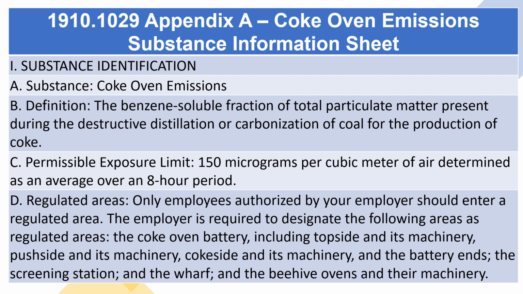D. Regulated areas. Only employees authorized by your employer should enter a regulated area. The employer is required to designate the following areas as regulated areas: the coke oven battery, including topside and its machinery, pushside and its machinery, cokeside and its machinery, and the battery ends, the screening station, and the wharf, and the beehive ovens and their machinery.